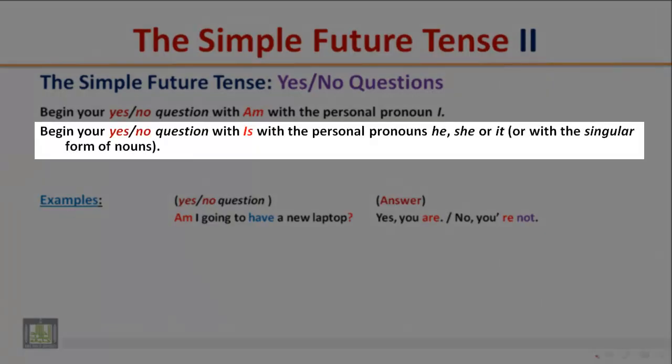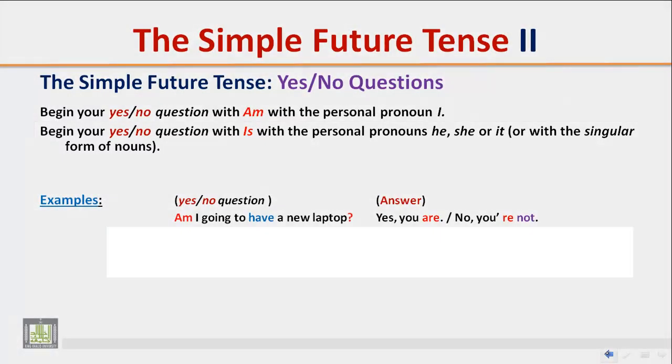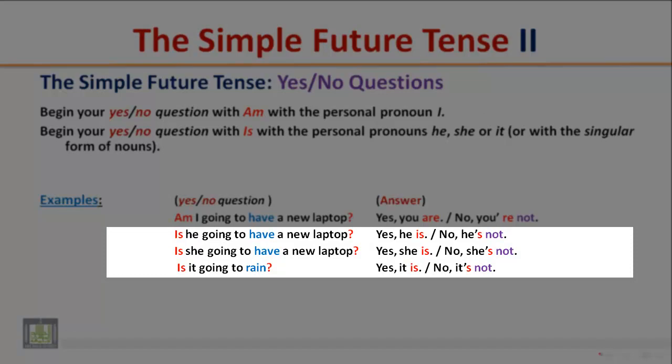Begin your yes-no question with is with the personal pronouns he, she, or it, or with the singular form of nouns. Examples: Is he going to have a new laptop? Yes, he is, or no, he's not. Is she going to have a new laptop? Yes, she is, or no, she's not. Is it going to rain? Yes, it is. No, it's not.